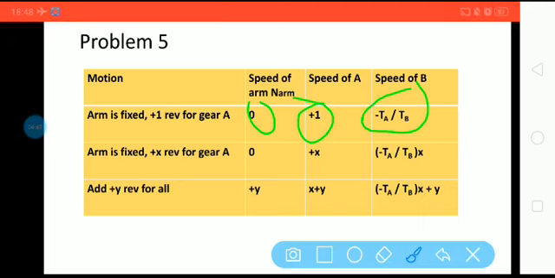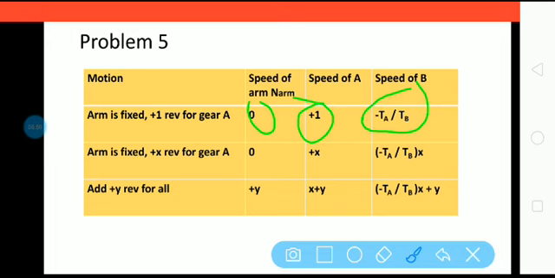Second row will also be the same for all problems or all cases. Then the third row is also the same: add +y revolution for all gears or all components. Then the speed of the arm was earlier 0, but here we are adding +y to the arm.